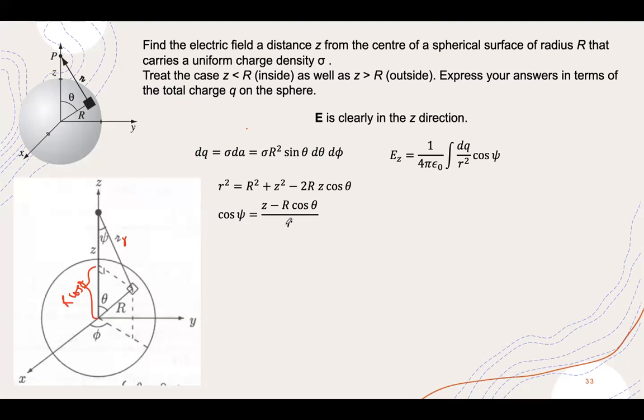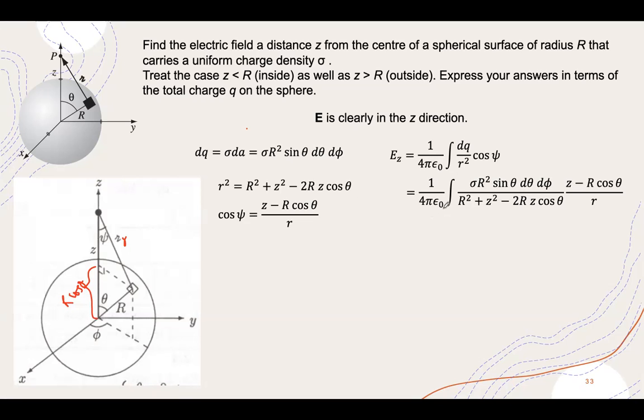So if I substitute here, we can say that this is z minus r cos theta divided by r. That means r times r square is r cube. And r we know, dq we know. So the next step is to substitute all these values. So after substituting, what are we going to get?